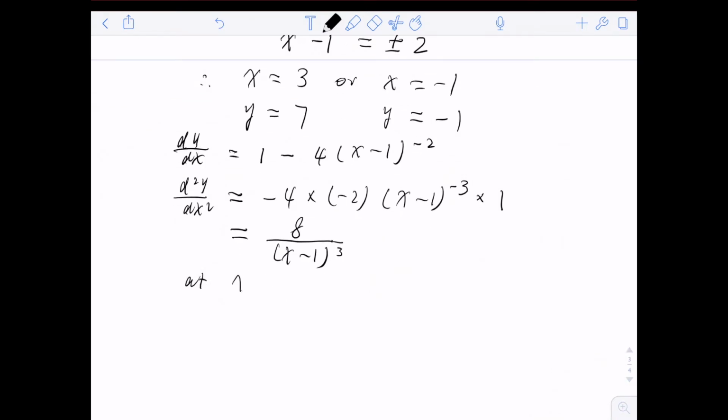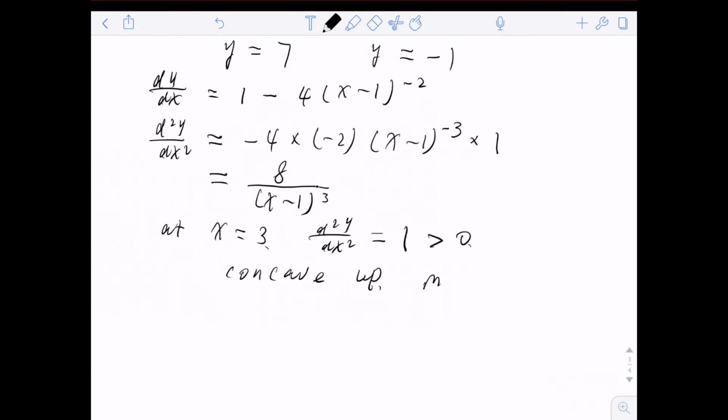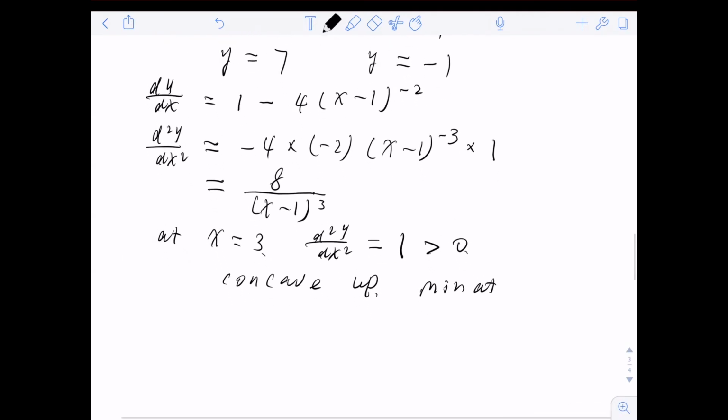Now, at first x value, x equals 3, my second derivative substituted in gives me 1, which is positive. What does it mean? It means it is concave up, and means I have a minimum turning point at (3, 7).